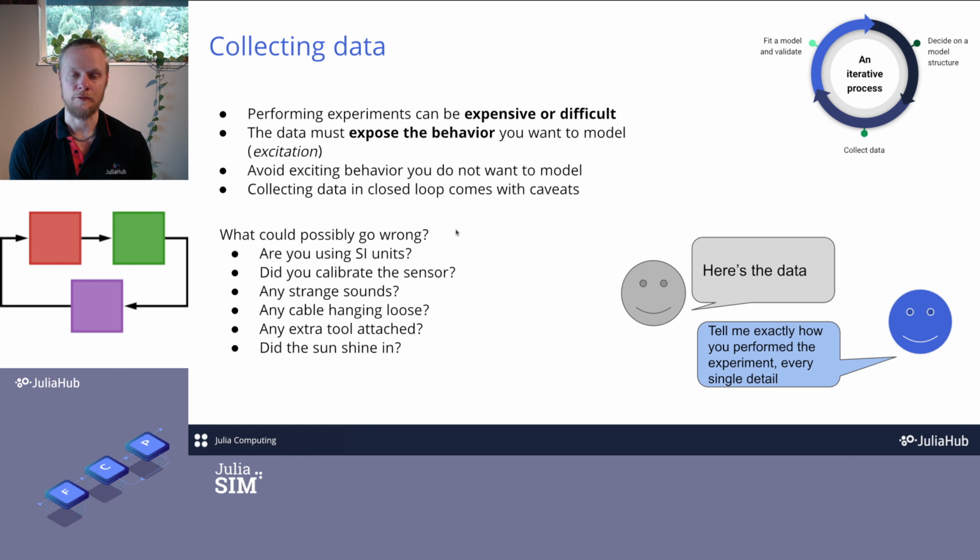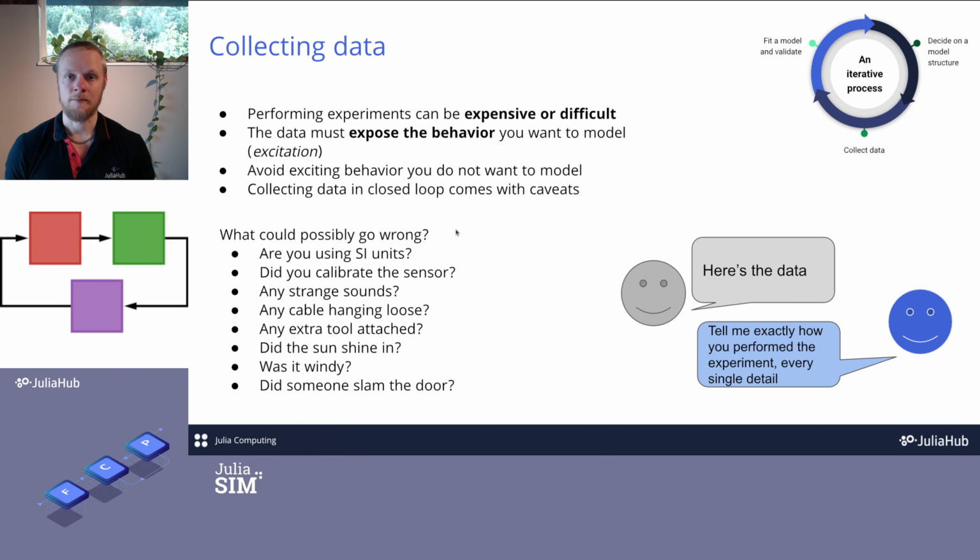Did the sun shine in? That sounds silly, but if you're estimating a model of temperature being affected by a heat pump, then obviously sun shining in will add a lot of heat to the building, and that will disturb your model or your system. And you need to be aware of that. Was it windy? If you're estimating the dynamics of an aircraft and it's very windy, that will obviously affect it. So then you need to be aware of that.